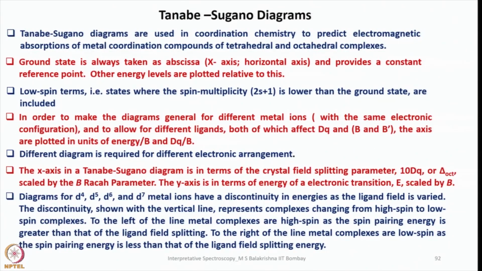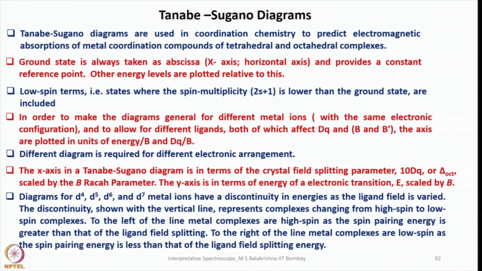Now, let us come back to Tanabe-Sugano diagrams. Tanabe-Sugano diagrams are used in coordination chemistry to predict electromagnetic absorption of metal coordination compounds, of both tetrahedral and octahedral complexes. The ground state is always taken as the abscissa, the x-axis or horizontal axis, and provides a constant reference point. Other energy levels are plotted relative to this ground state.